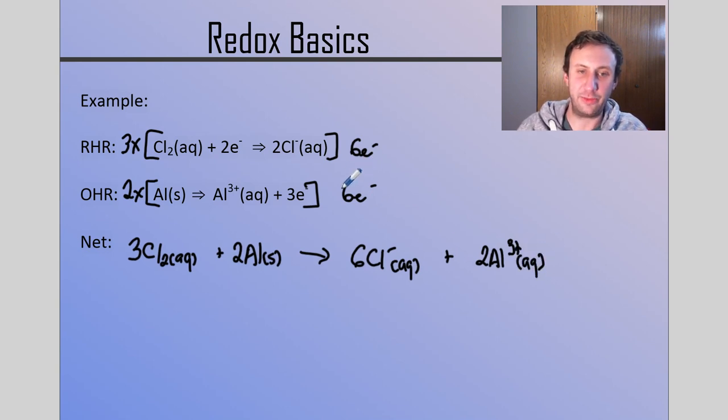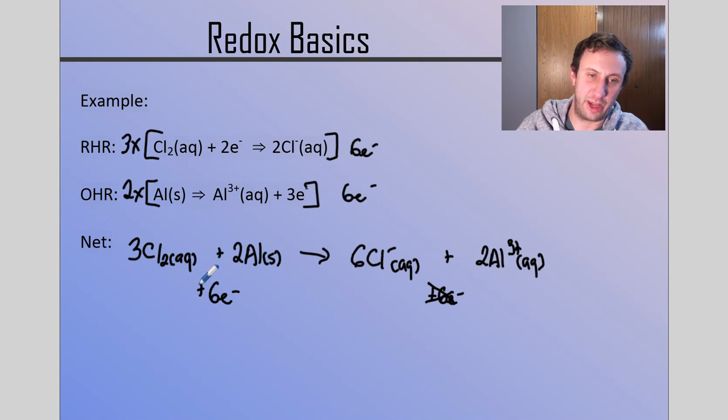I'm not writing out the electrons because they have now canceled out. They're gone because I made sure that they were equal on both sides. I would have had 6 electrons over here and 6 electrons over here, but they go away because I have made sure they're equal in both reactants and products.